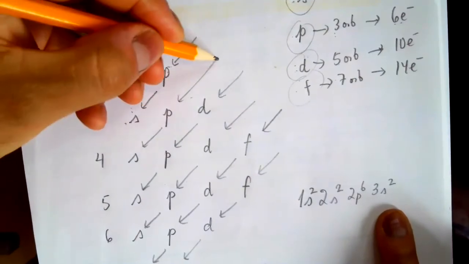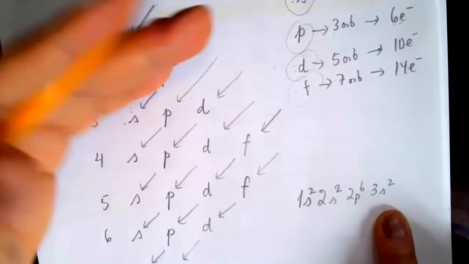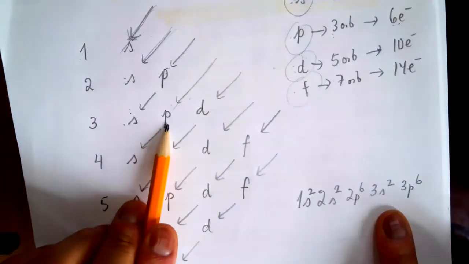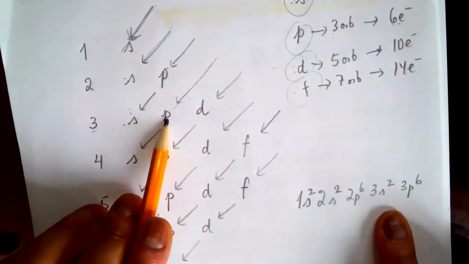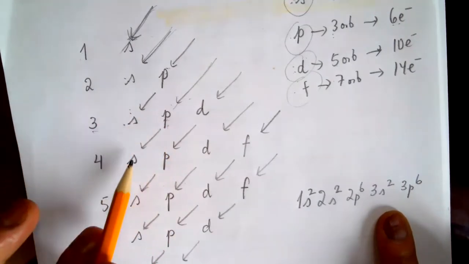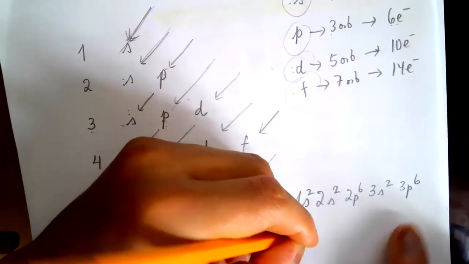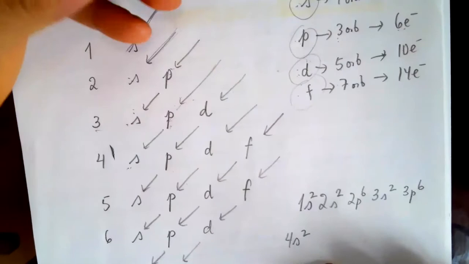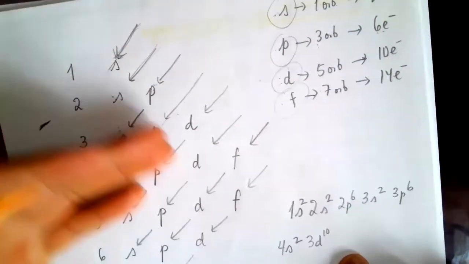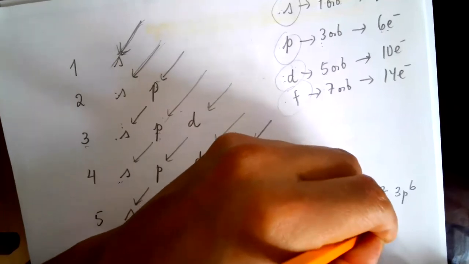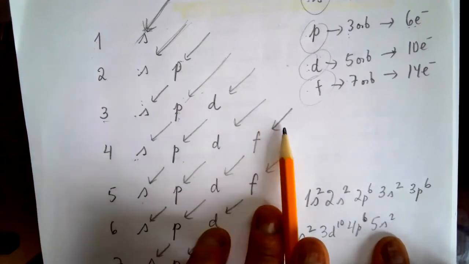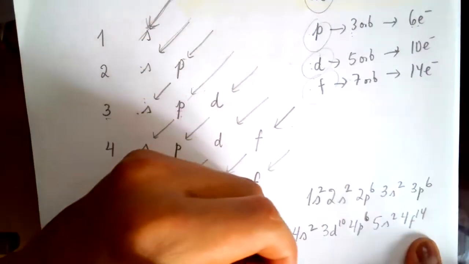right? After 3s2, there is nobody else here, so they can go to the next row. So 3p6. How do I know this is 3p6? Because P can hold up to 6 electrons. Who comes after that? 4s2. After that, nobody. Then go to the next, the parallel. Then it's 3d10, 4p6, 5s2, nobody. Next is 4f14. After that, 5d10.